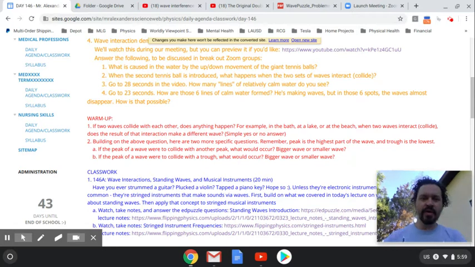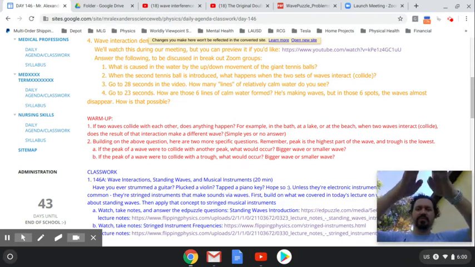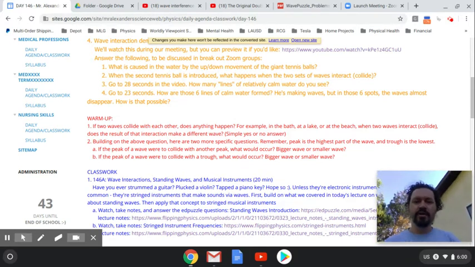And welcome back. So if two waves collide with each other, does anything happen? Well, yes. If you have two wave peaks, or crests, sometimes they're called, and they collide with each other, they're going to make a bigger wave. You've probably seen this somewhere, two boats going next to each other, and their waves come together, and it makes this big sploosh, right? Or you're in the bathtub, and you make some waves.